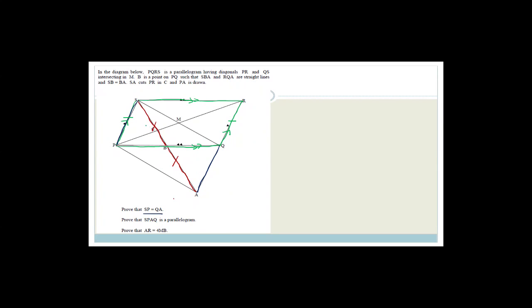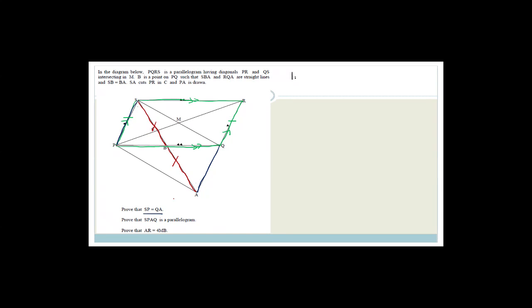do you agree that we can use congruency? There we go. We can use congruency. We're going to have that this angle is equal to that angle. We're going to have that that angle is equal to that angle. And we're going to have that that side is equal to that side. Therefore, that triangle is congruent to this triangle. Therefore, SP is going to equal QA. So not to overwhelm me just writing that, but let's try it again.